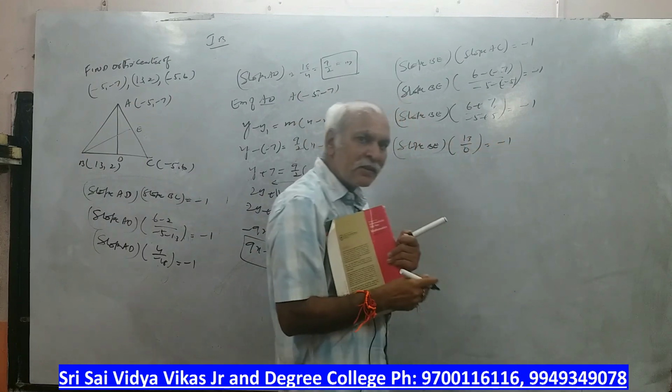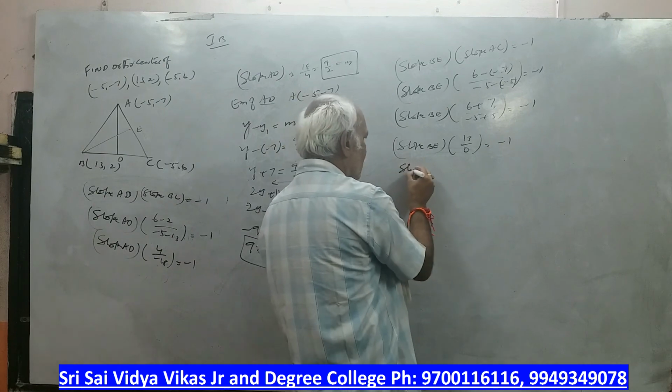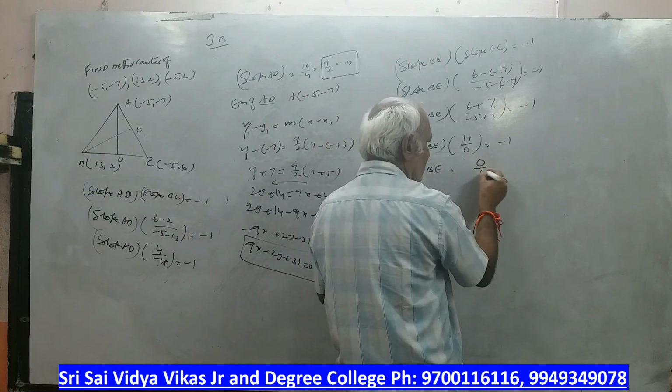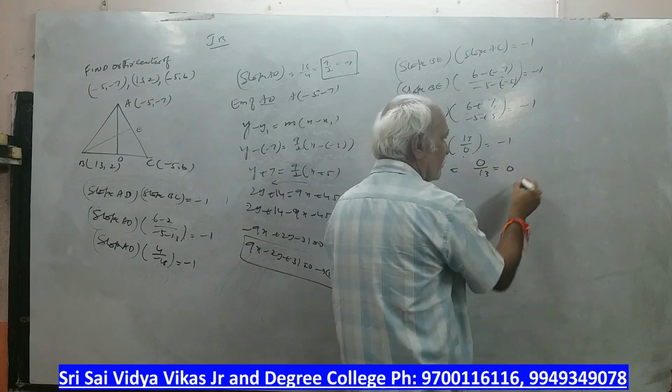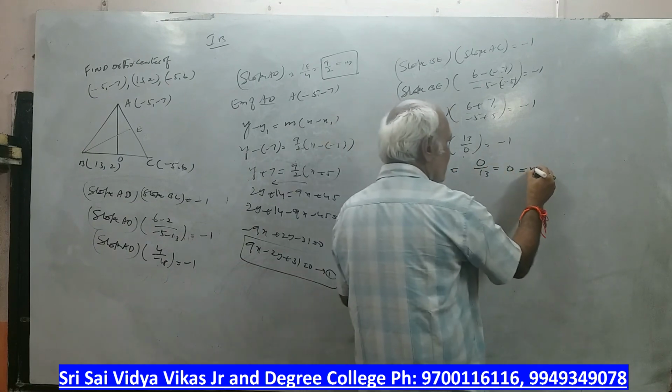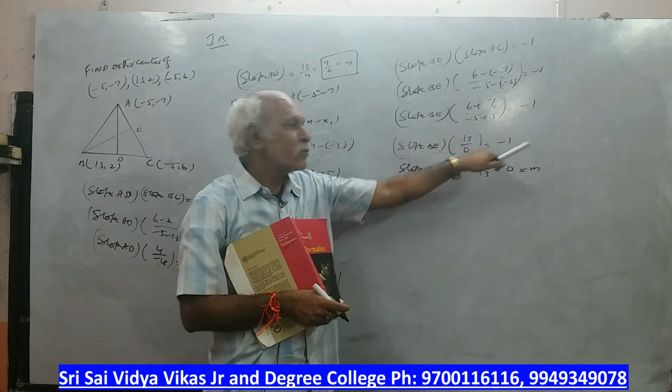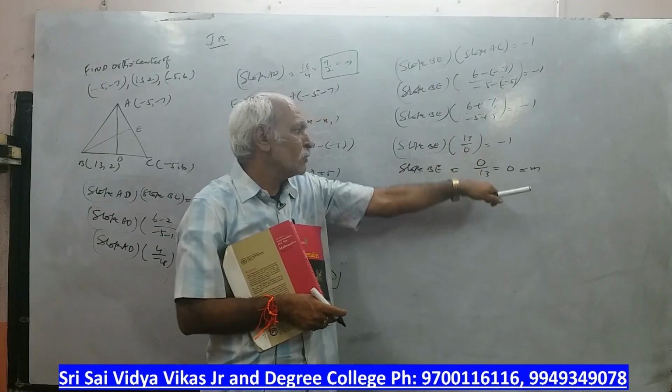Don't do anything here, sir. Cross multiply. So slope of BE is equal to what, sir? 0 into anything is 0. 0 by 13 is 0. So slope is what, sir? 0. What I have done? Minus 5 plus 5 is 0. Cross multiply. 0 into minus 1 is 0. 0 by anything is 0.